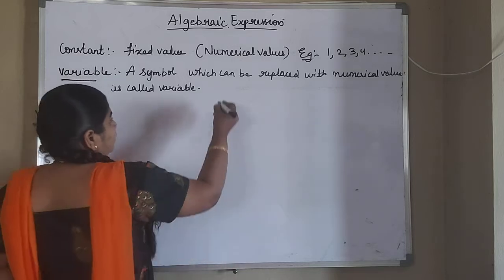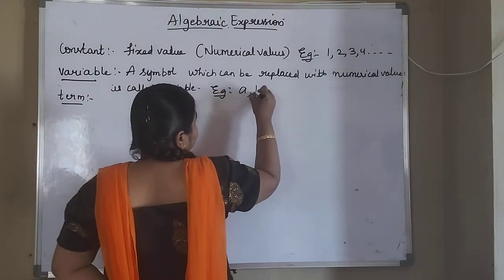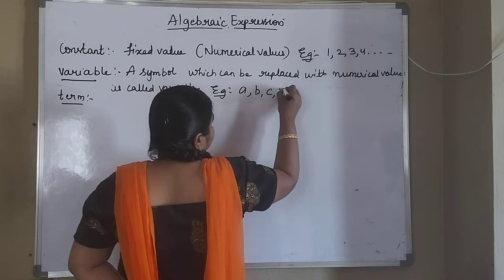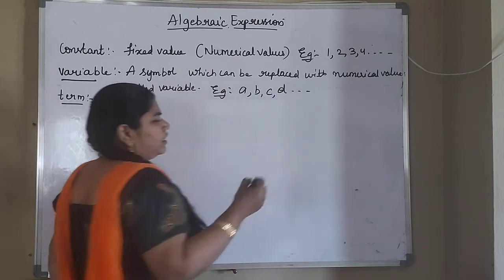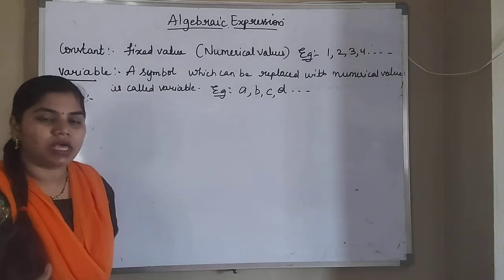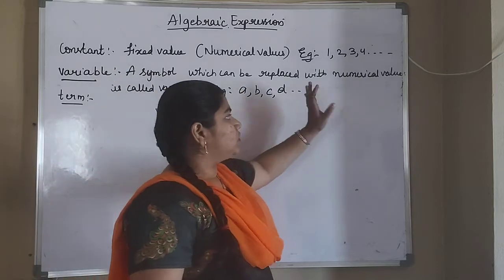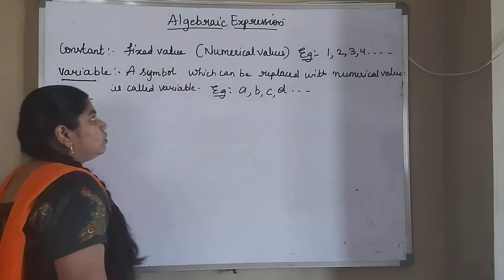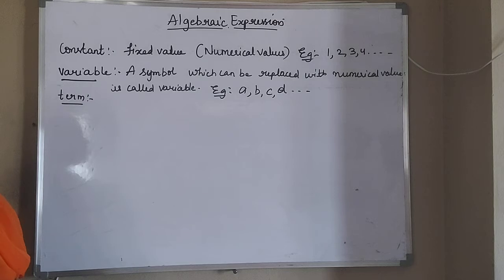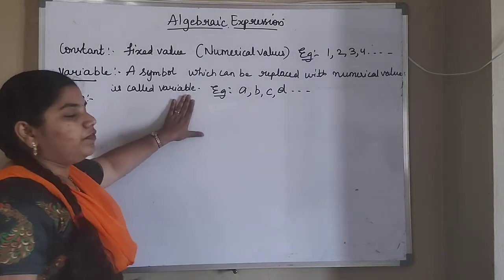For example, which type of values do we take here? A, B, C, D and so on. All the English alphabets, capital or small, are called variables. So what do you mean by variable? A symbol which can be replaced with a numerical value is called a variable.